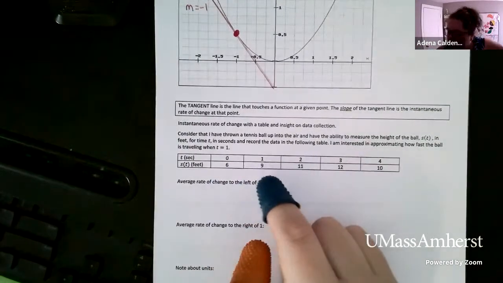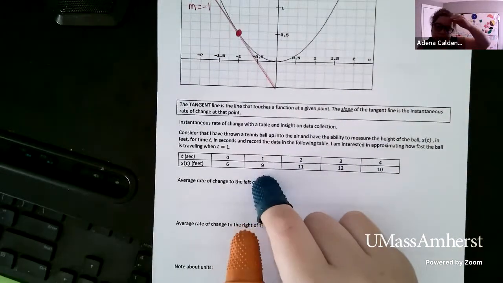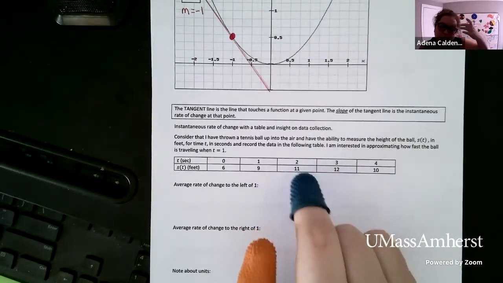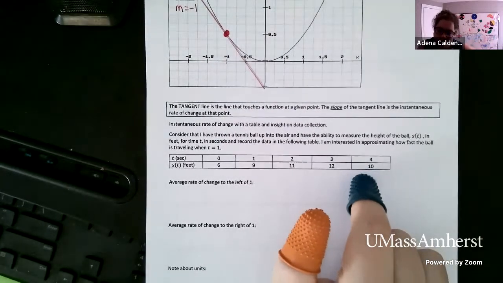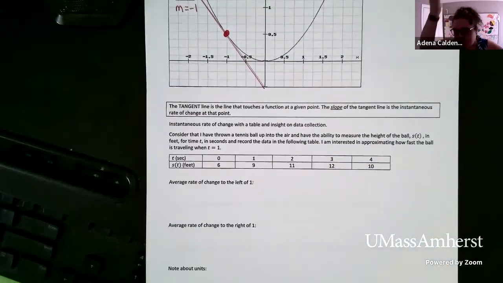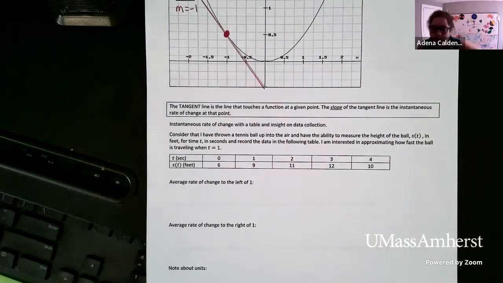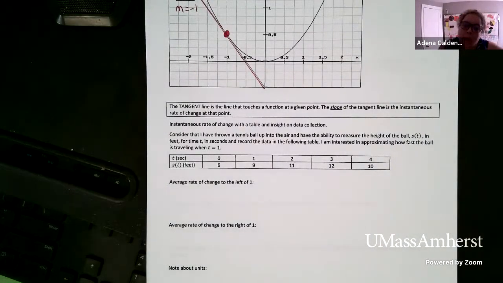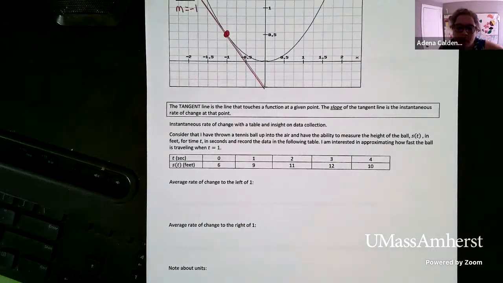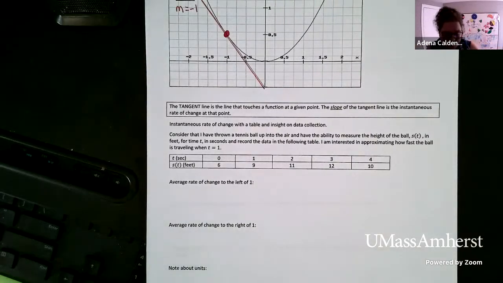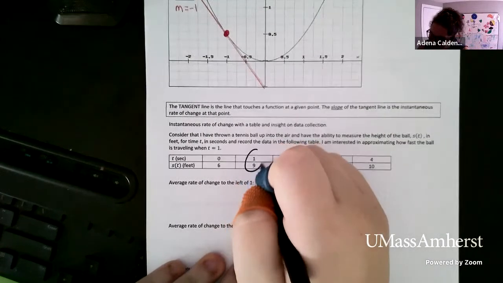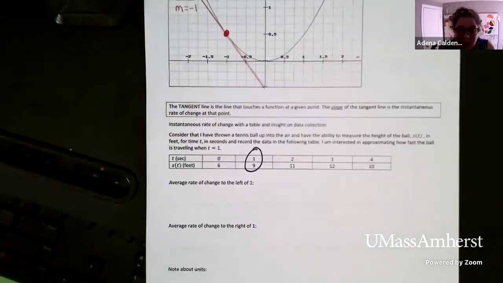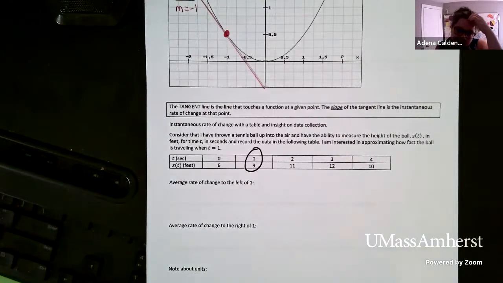Okay, so then it goes up after 1 second, it's at 9 feet. After 2 seconds, it's at 11 feet. After 3 seconds, it's 12 feet. After 4 seconds, it's back down to 10 feet, right? Because gravity, once it goes up, it's going to start coming down. So I want to know how quickly the ball is going up at time equals 1. Okay, I'm interested in the instantaneous rate of change at 1. So how fast is the ball traveling at time equals 1? That's the question I'm trying to answer.